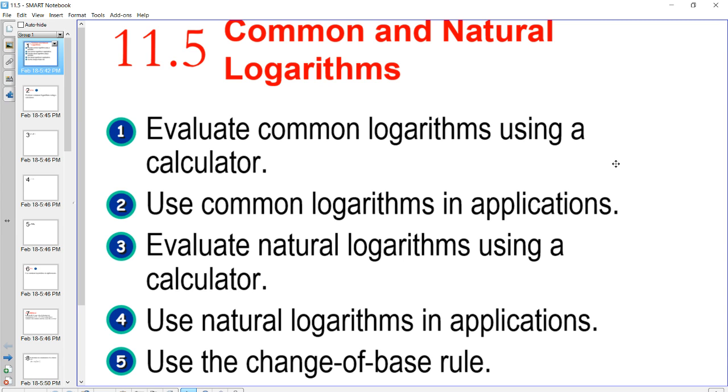But here's your 5 objectives, and most of it is going to be on the calculator. Most of the work you do will be on the calculator, so make sure that you have one with you before you start. You can go ahead and pause and go get that calculator. Alright, let's go and get started.